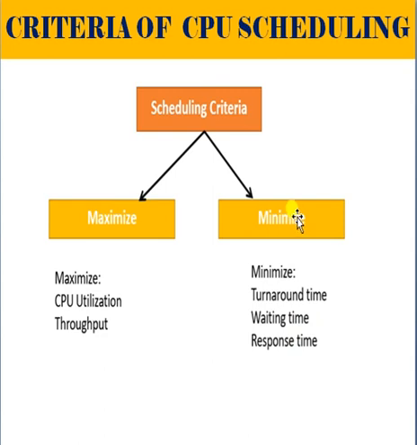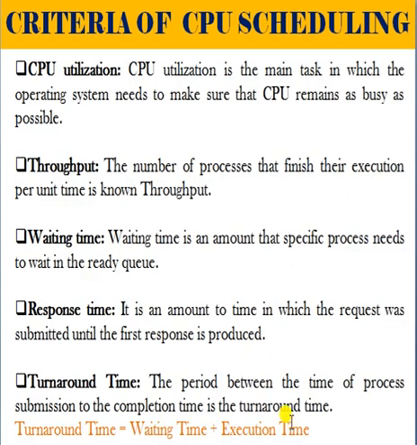Okay, so let us discuss the criteria in details. First, CPU utilization. The more CPU utilization, the performance is more good. Maximum. If the CPU remains busy, then that algorithm is good, and if the CPU remains idle, then this algorithm is washed.